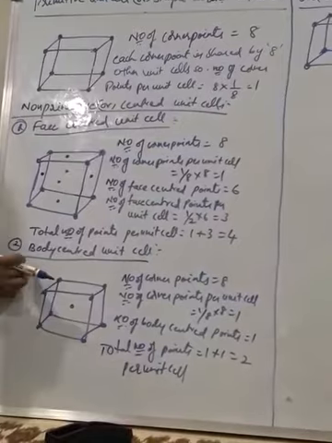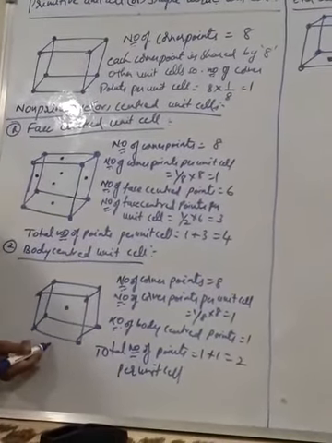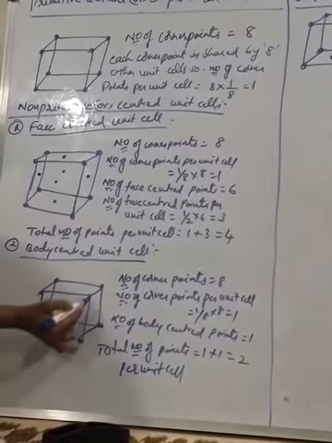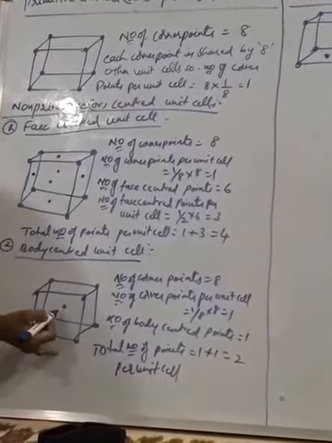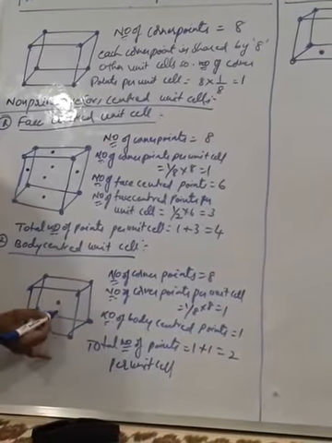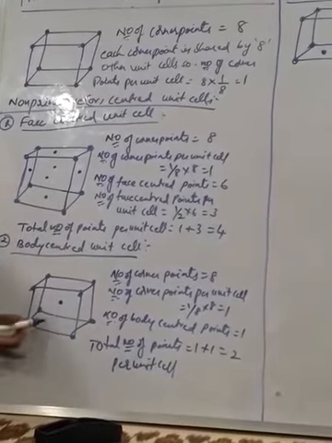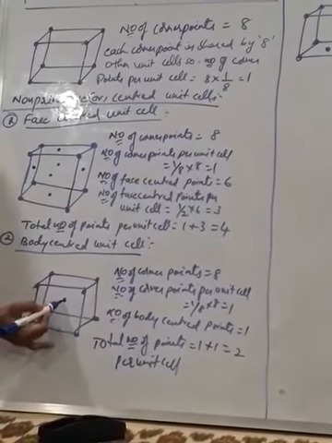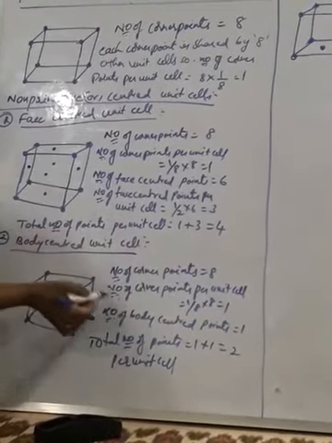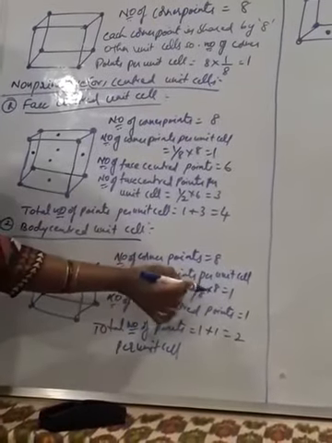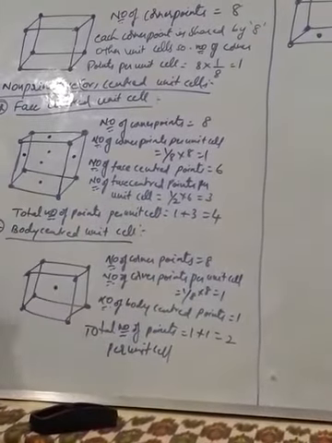Then coming to body centered unit cell. So this is the body centered unit cell. It also contains 8 corner points, that is common for all. And extra to this, it contains a point at the center of its body. So this is the body centered point. The number of corner points is 8, and the number of corner points per unit cell is 1 by 8 into 8, so only 1 point.